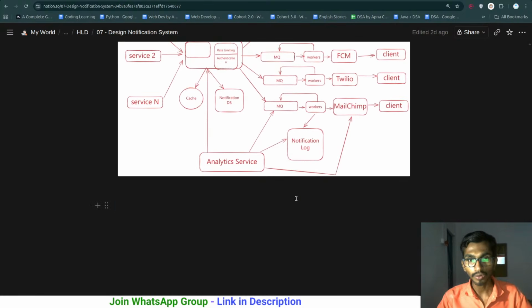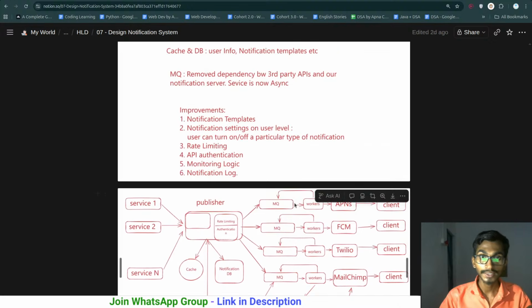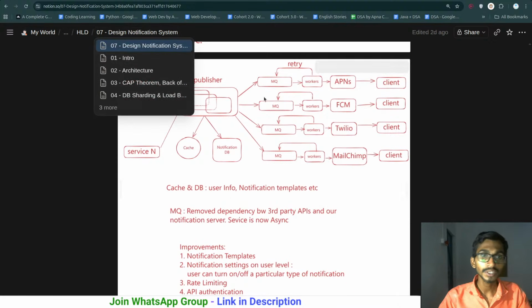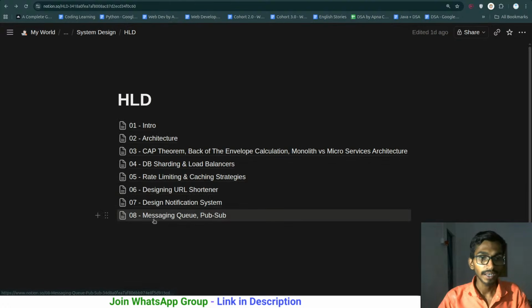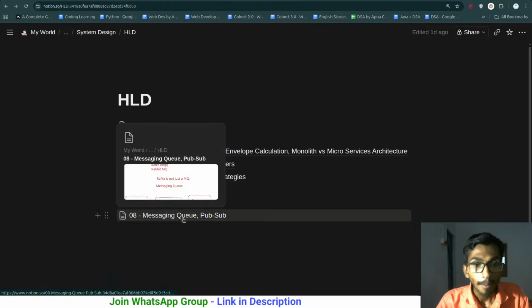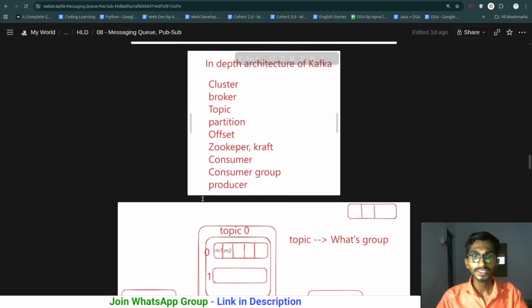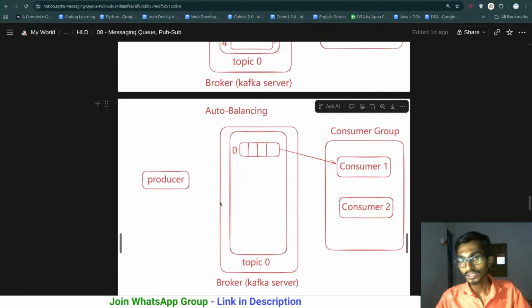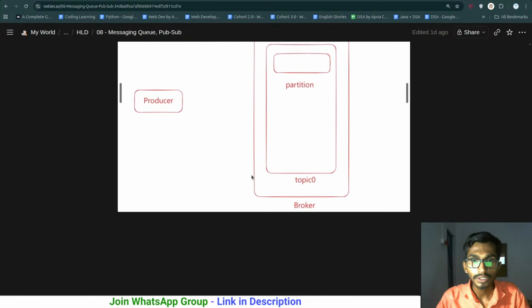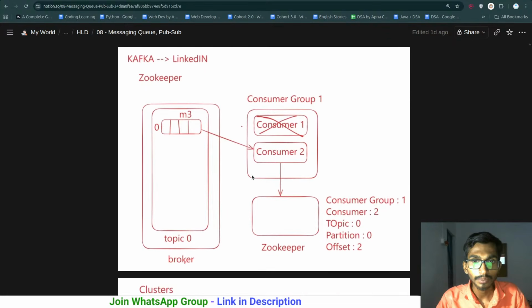Again, we have to talk about all these things in detail. Unfortunately, this is not the right time, so this is one of the things that we have to discuss tomorrow. And the last thing is that we have to talk about messaging queues and pubsub. Messaging queues in the sense of how this messaging queue actually works. So let me get it done briefly here.